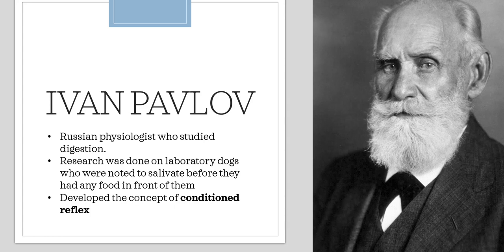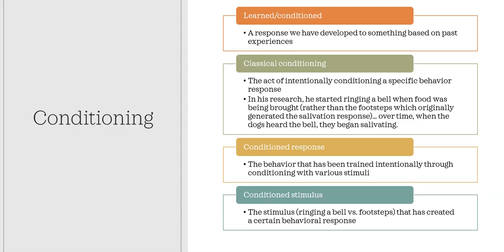It's a very specific behavior that's been conditioned over time and has now become a reflex, such as the salivating in the dogs, just based on past experiences. So there's a lot of different aspects to conditioning. What is learned and conditioned, as I just mentioned, is a response that's been developed to something based on past experiences. And then classical conditioning is where most of Pavlov's work lied.